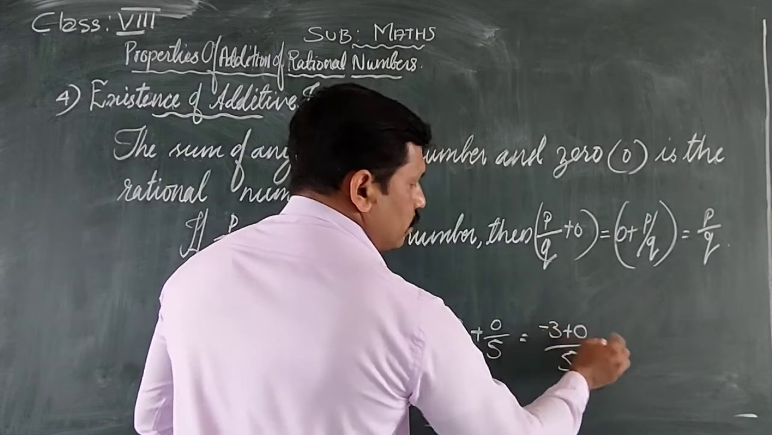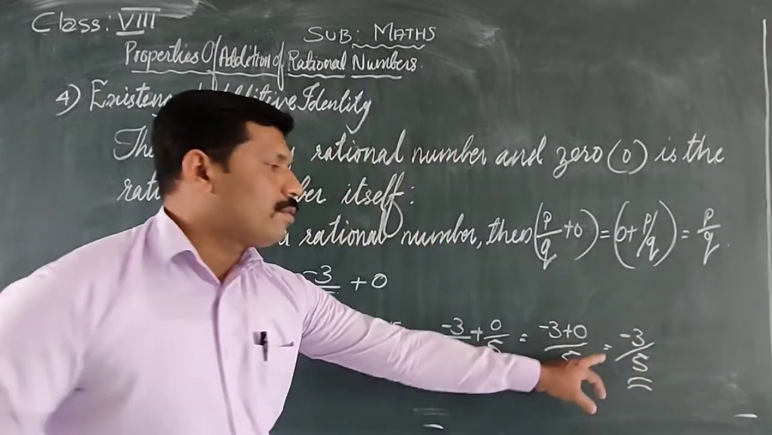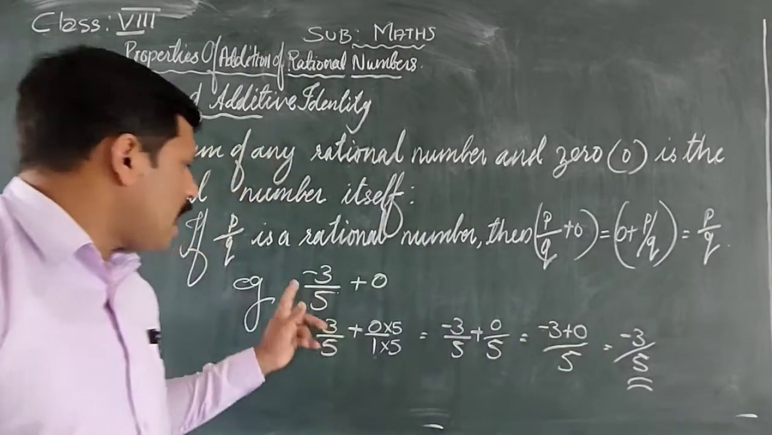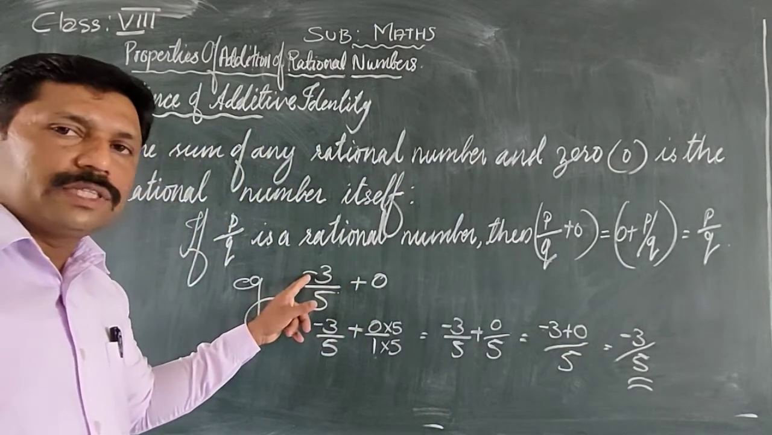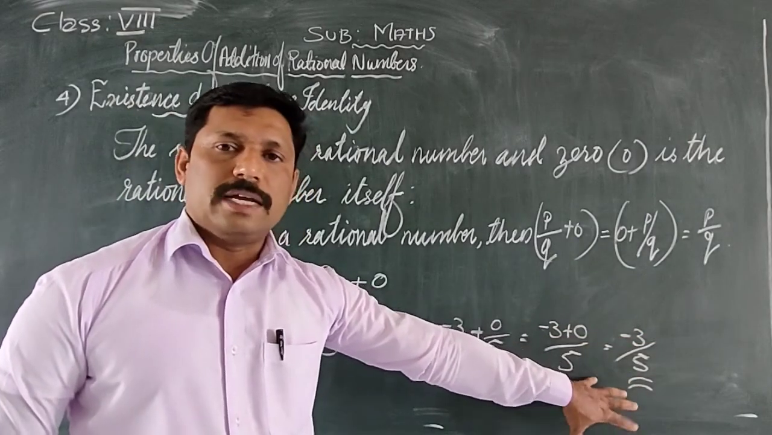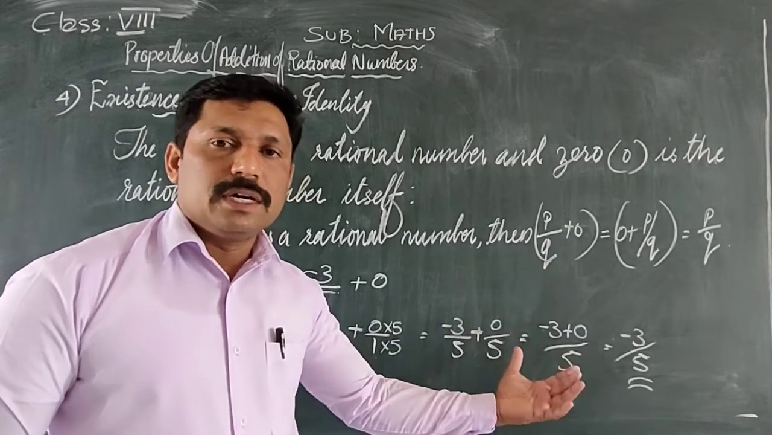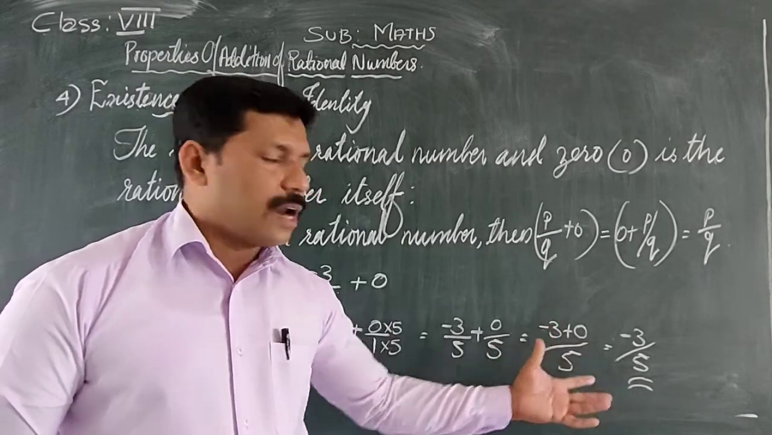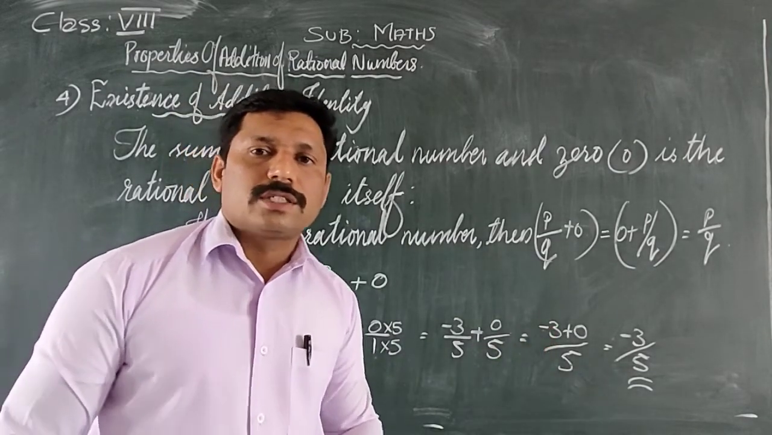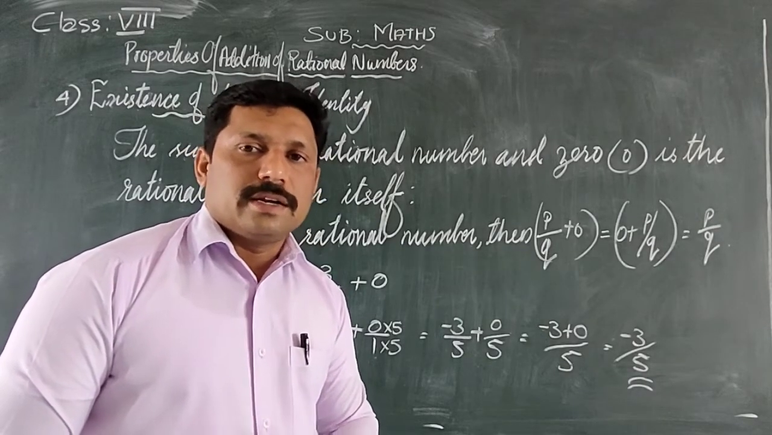Negative 3 plus 0 means negative 3 only, negative 3 upon 5. Here, students, we have got the same rational number. We have added 0 to negative 3 upon 5. The result will be negative 3 upon 5 only. That means its identity or its value will not be changed if 0 is added to this rational number. Therefore, 0 is called the additive identity of a rational number.